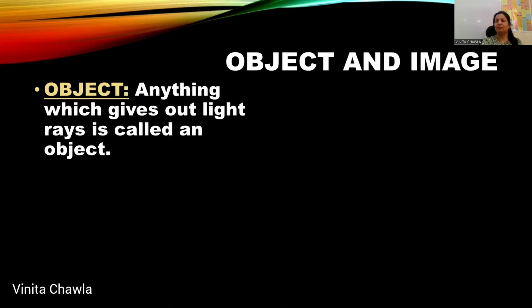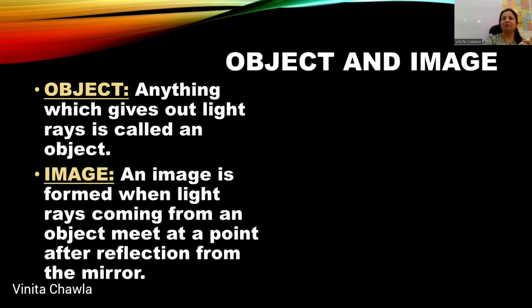Object, we can say. If this is an object, you can see this object. How do you see this object? Light. When light falls on this, it reflects it, like the moon. It reflects it, so it is an object. So anything which gives out light rays is called an object.